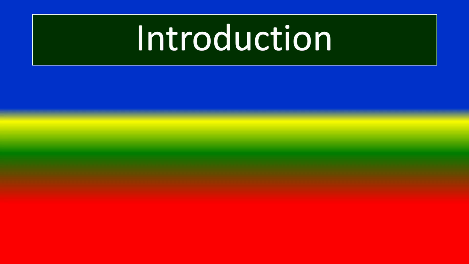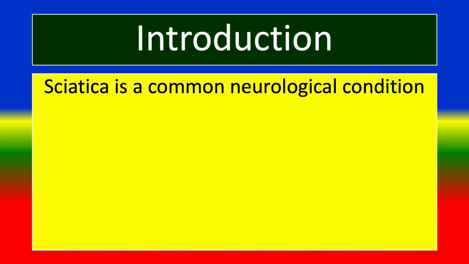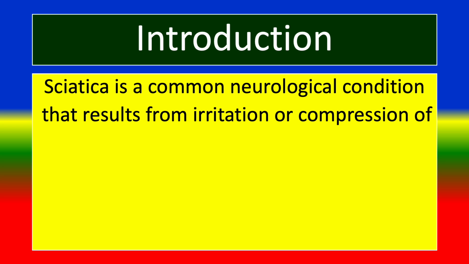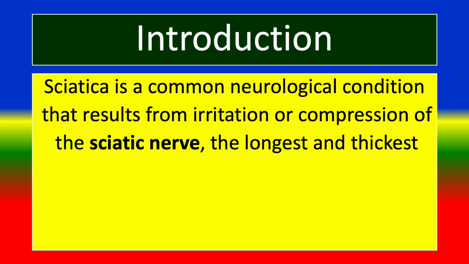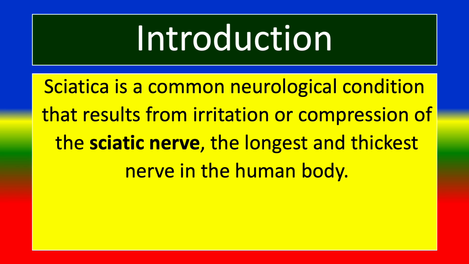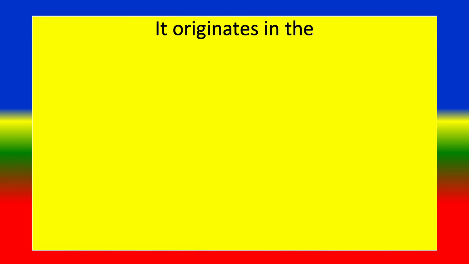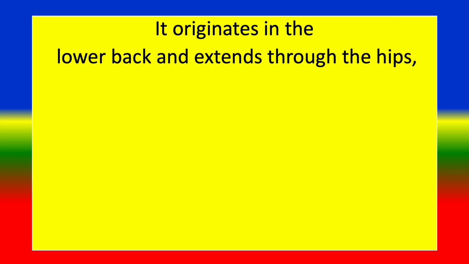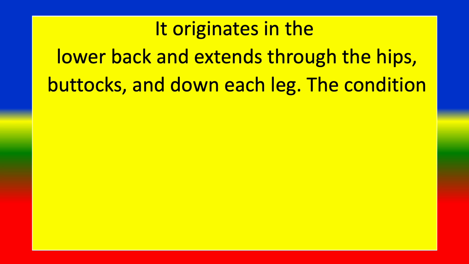Introduction. Sciatica is a common neurological condition that results from irritation or compression of the sciatic nerve, the longest and thickest nerve in the human body. It originates in the lower back and extends through the hips, buttocks, and down each leg.